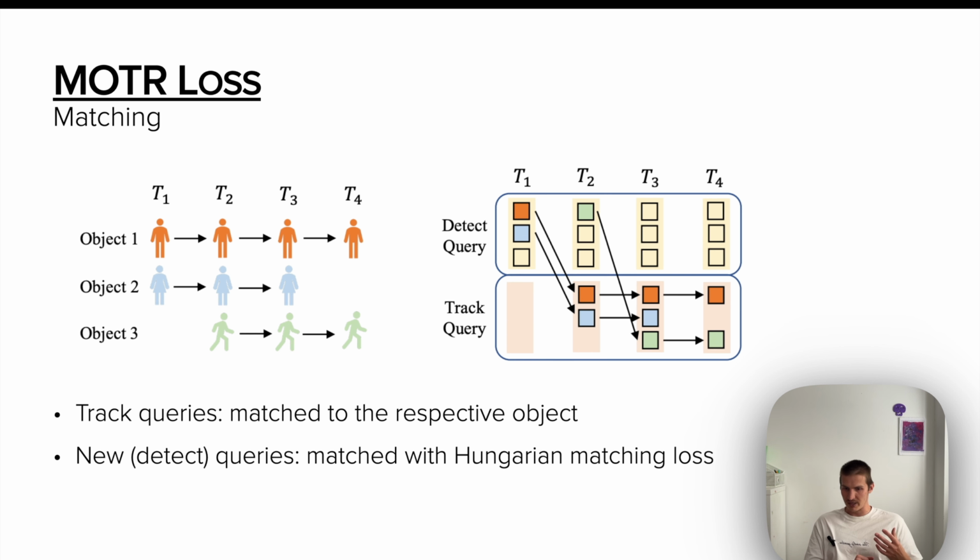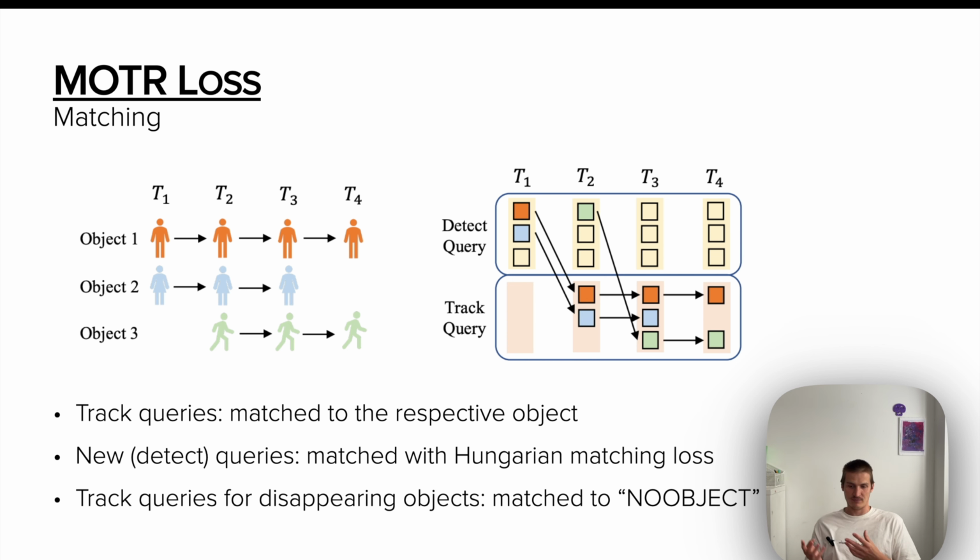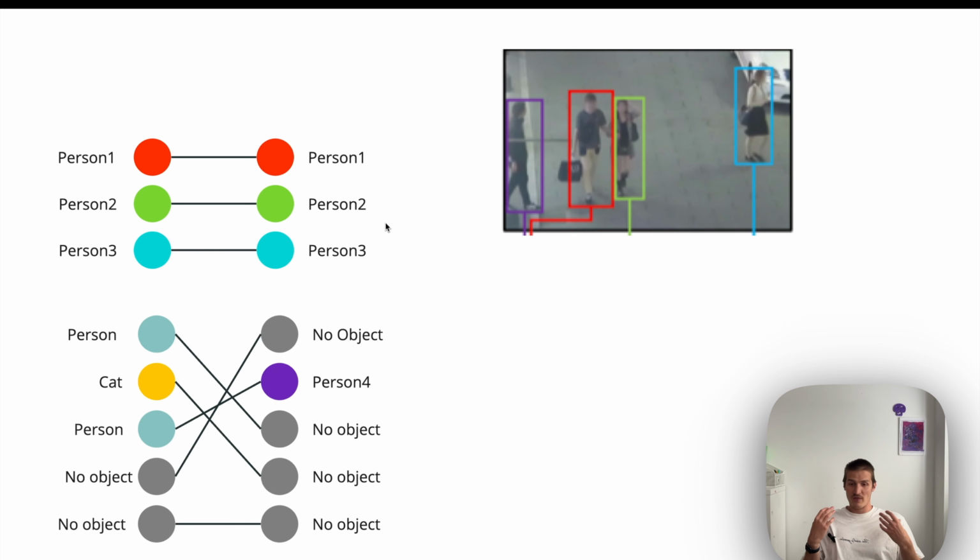And for new queries that we've just detected, so new detections in this frame, we perform the same old Hungarian matching to decide where to connect them to. And sometimes we'll have track queries for disappearing objects, and those we just match to no object class. So this is an example of how that might look.